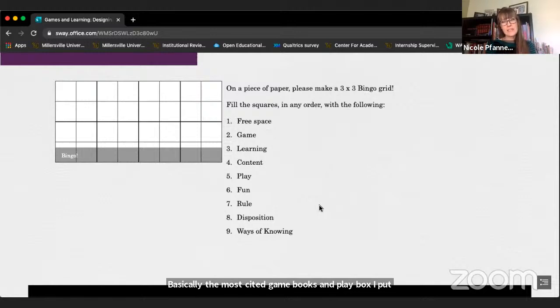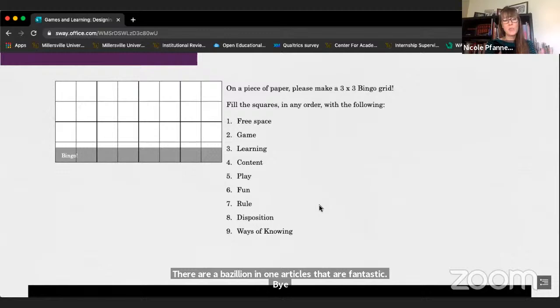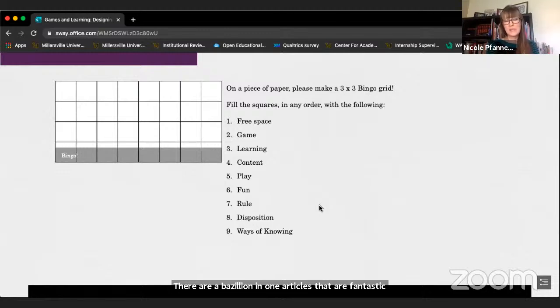I focused in the annotated bibliography specifically on the books that had influenced a lot of this research. There are a bazillion and one articles that are fantastic, but not knowing the paywall access and your accessibility to those, I stuck specifically with books that will be shared with you after this session. So you'll have access to the Sway, the recording, and an annotated bibliography that was created to bring together the foundational research to this work.